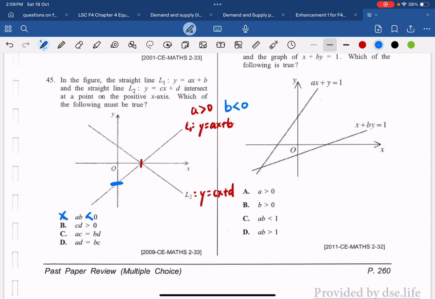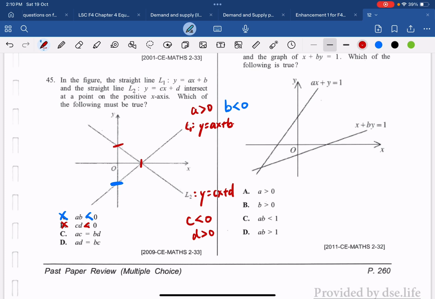Okay, let's see. L2 is downward sloping. So c should be less than 0. But this time the y-intercept for L2 is positive, right? So d should be greater than 0. Again, negative times positive should be negative, right? So B is also wrong.